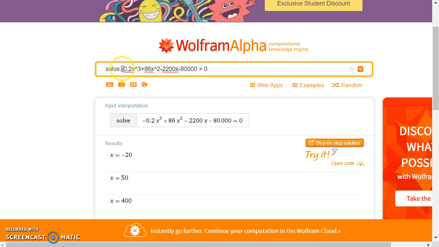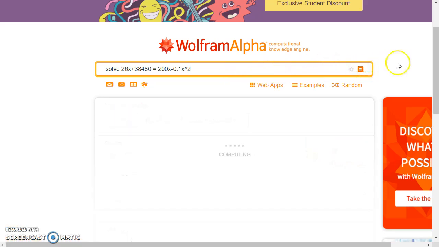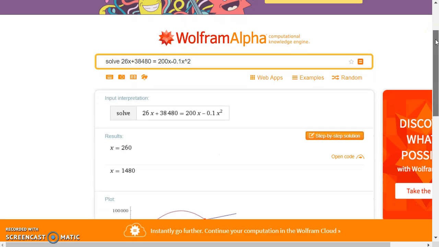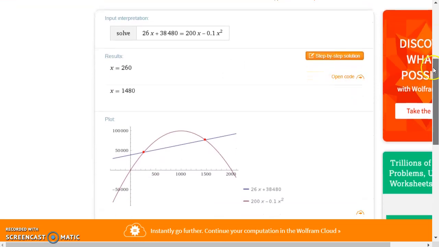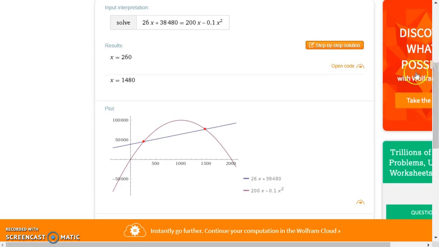What we'll do is still keep that solve command, but in this case, we'll set that cost equation equal to our revenue function, and then either click enter or that equals button to go ahead and solve. We come up with two results, 260 and 1480. Both of these production levels are positive, so they make sense.